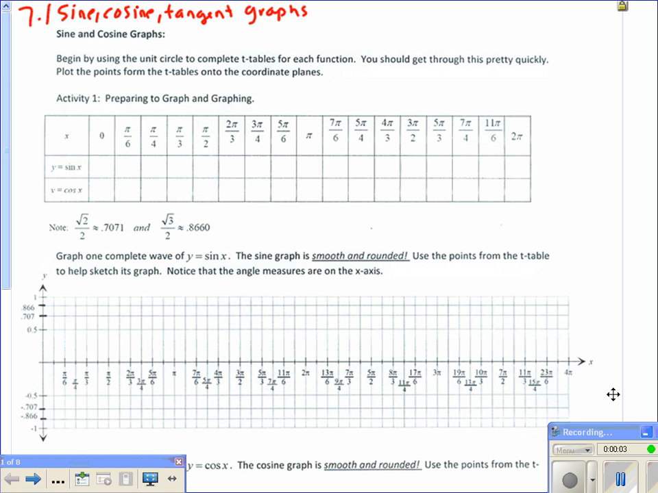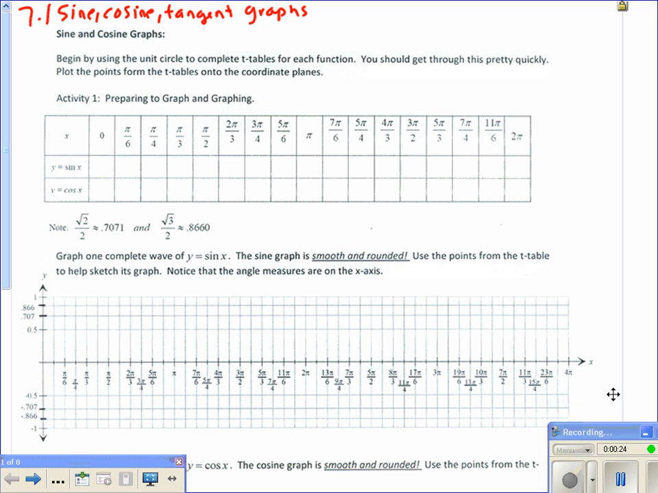Section 7.1, sine, cosine, and tangent graphs. The first thing you're going to want to do is this activity. By using the unit circle to complete the t-tables for each function, you should get through this pretty quickly. You're going to plot the points from the t-tables onto the coordinate planes below. Again, you're just using your unit circle.